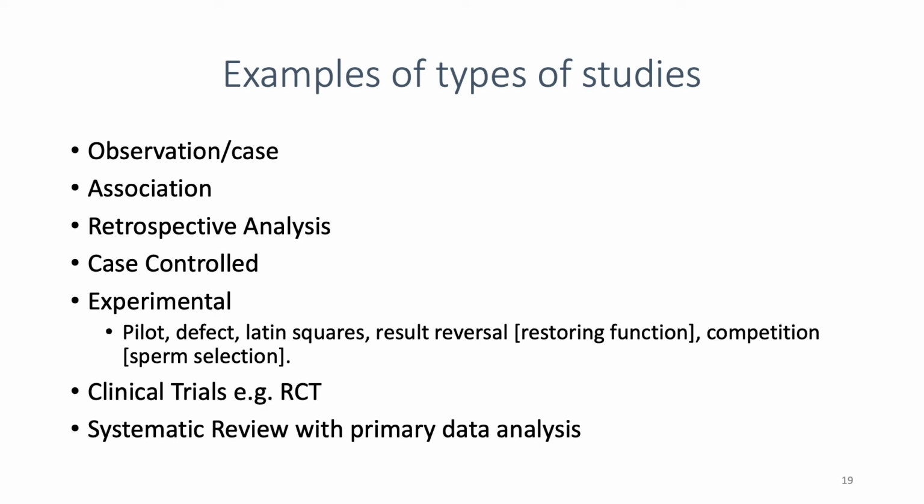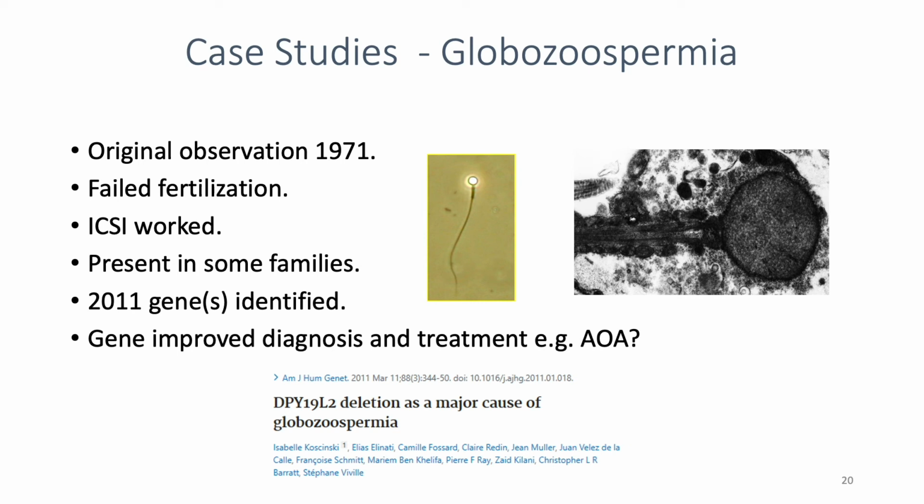Result reversal, which is basically talking about restoring function afterwards. Competition type experiments. This is often done with, as an example here, sperm selection, when they're trying to push the system as hard as they can. There are, of course, clinical trials, and there are a plethora of different designs for clinical trials. Randomized clinical trials, of course, being one of them. And other studies now are, of course, systematic reviews, and often they can include primary data analysis, or in fact, network analysis. So let's look through a couple of examples on this.